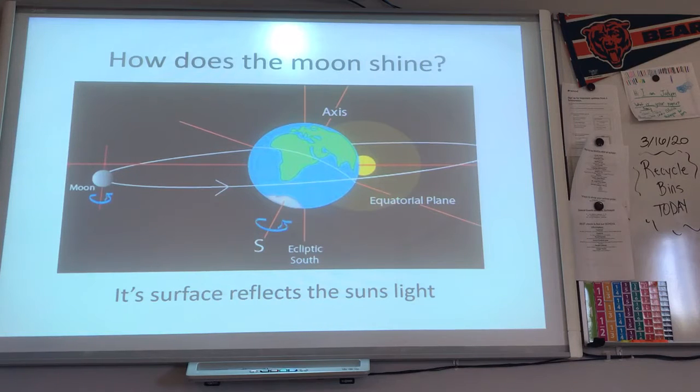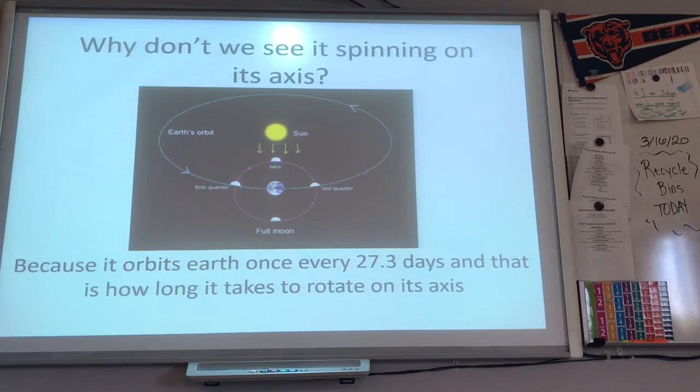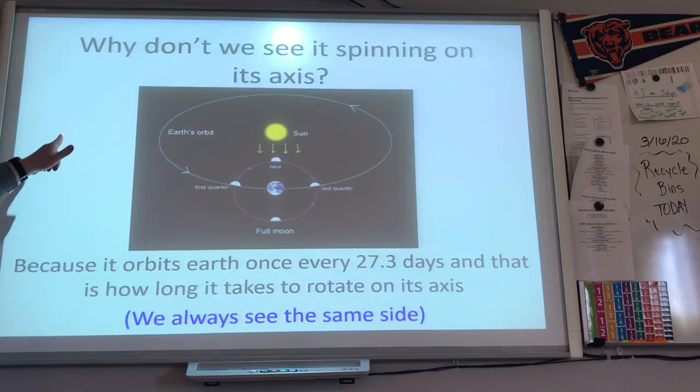It's also why we'll see that the moon doesn't shine all the time, or only parts of it shine at times. Now, why don't we see it spinning on its axis? Why is it that we're always looking at seemingly the same face of the moon? Well, here's why. It orbits Earth once every 27.3 days, and that is exactly how long it takes to rotate on its axis. So every time it rotates on its axis, it has made a full revolution, so we see that same face again. The two coincide, and that's why we only see that one side of the moon. We always see that same side. Just a reminder, in case I hadn't said it enough.